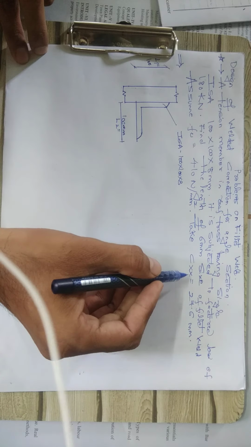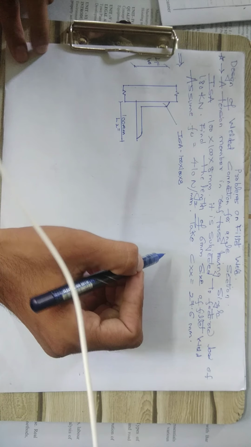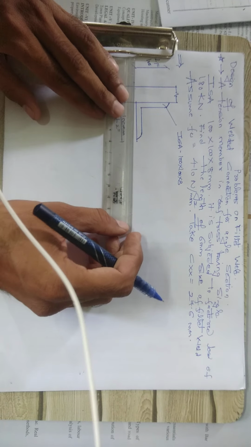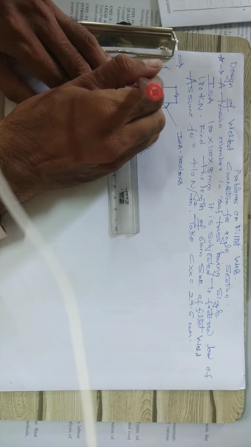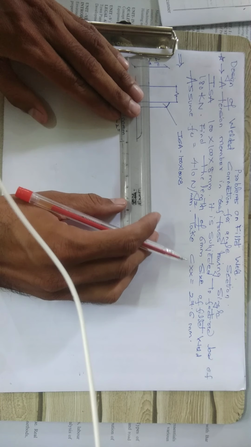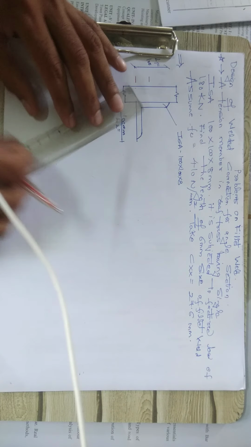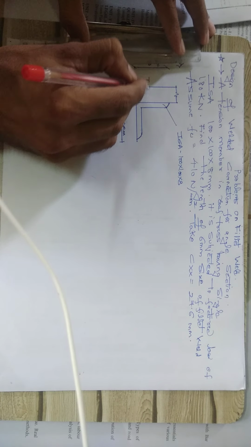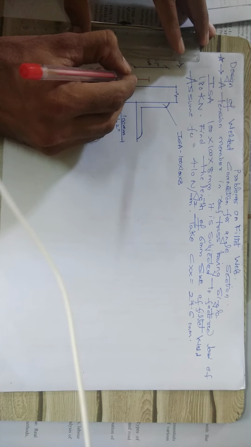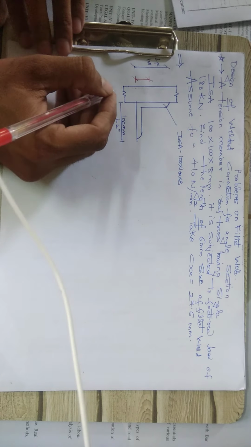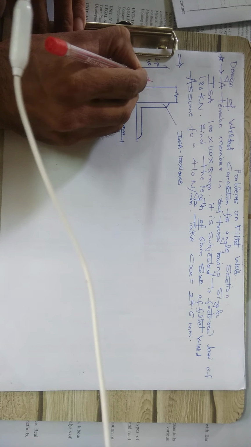What is the use of this Cxx? This Cxx will be measured from the bottom end, from this point. So the Cxx part is from this end to the center of gravity. We are assuming the center of gravity here, where the whole load is supposed to be taken care of. This distance has been given as Cxx in the question.